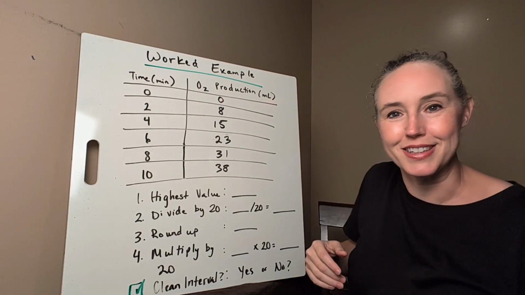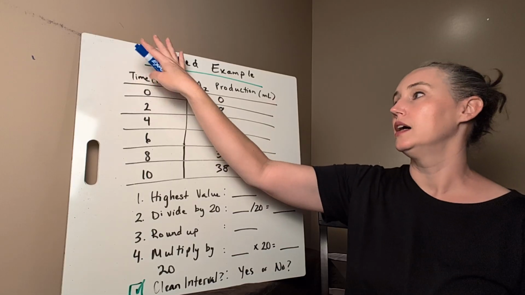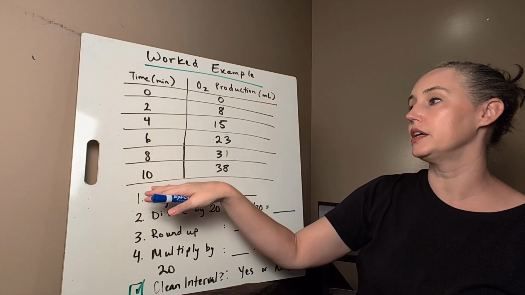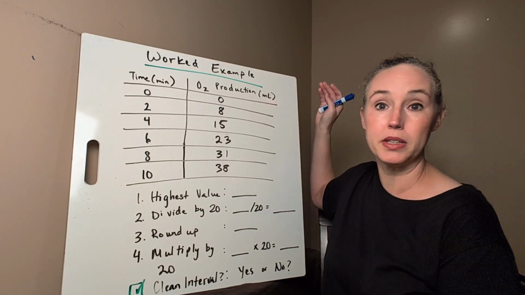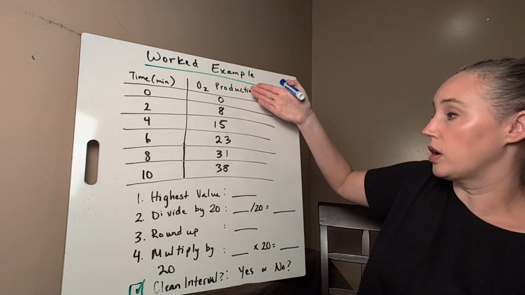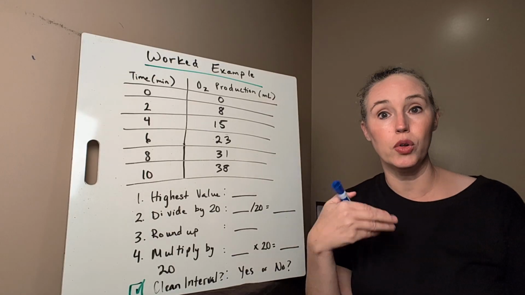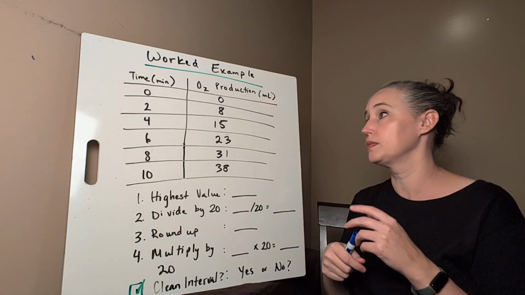Let's work an example together. In this one, I've got time in minutes here, every 2 minutes. And then what's being measured, my dependent variable, is oxygen production in milliliters. So I've got that here. Our goal, again, is to find what should be our scale and what should be our intervals.